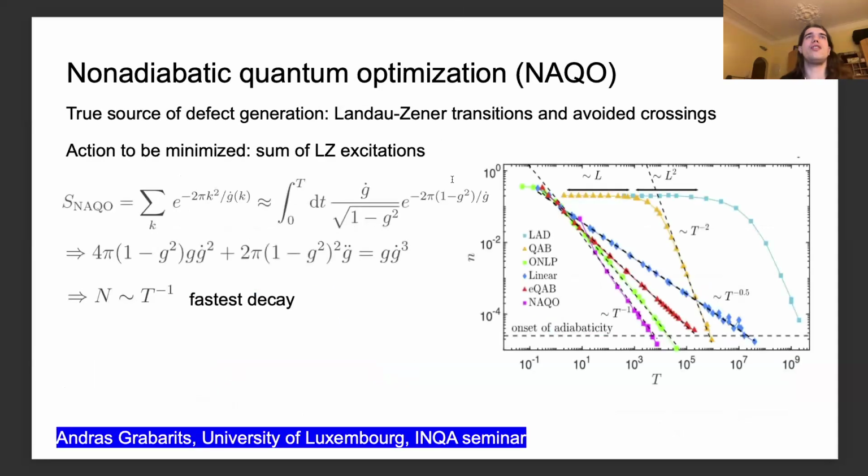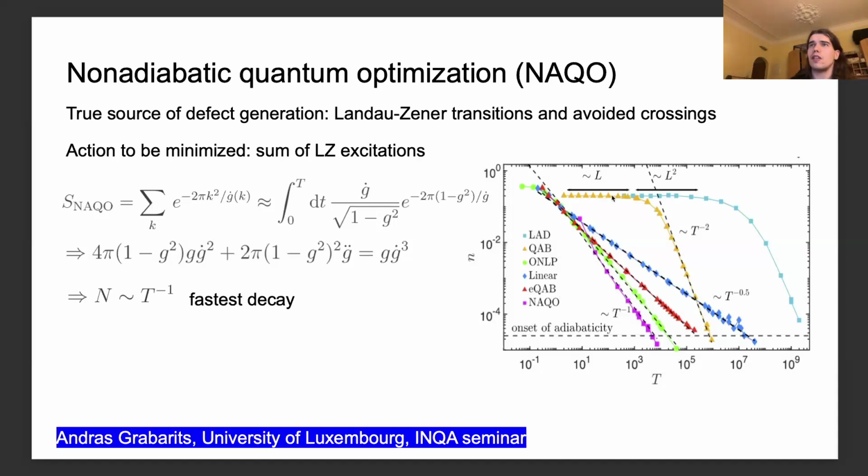To cure this problem, we introduced the non-adiabatic quantum optimization approach, where we realized that the true source of defect generation are the Landau-Zener transitions at the avoided crossings, as I showed in the previous schematic plot. It's again a least action principle, but the action is composed of the sum of the Landau-Zener transition probabilities. It can be cast into a convenient time integral form from which one can derive the non-adiabatic quantum optimization control equation. Solving these equations and plugging the protocol into the transverse field Ising model achieves a 1 over t decay, which is the fastest, as exemplified in this plot.